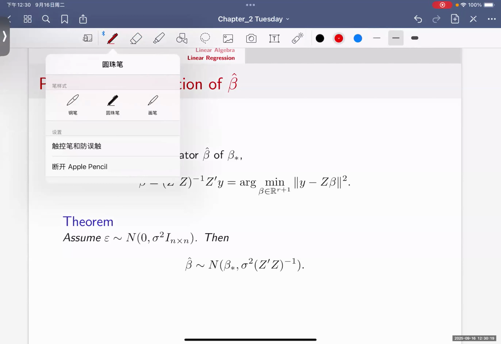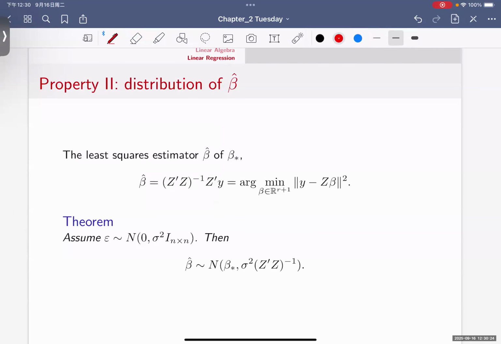Okay, so we can start today's class. Today we will first finish our chapter 2 and then go to chapter 3. So we will have a quick review about the content we mentioned last week. Last week we just stopped here.